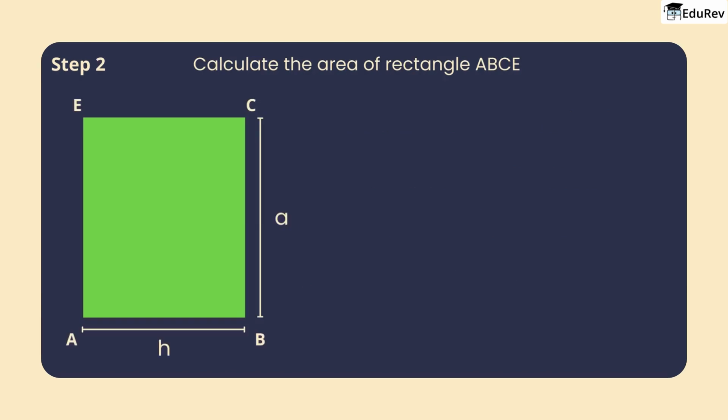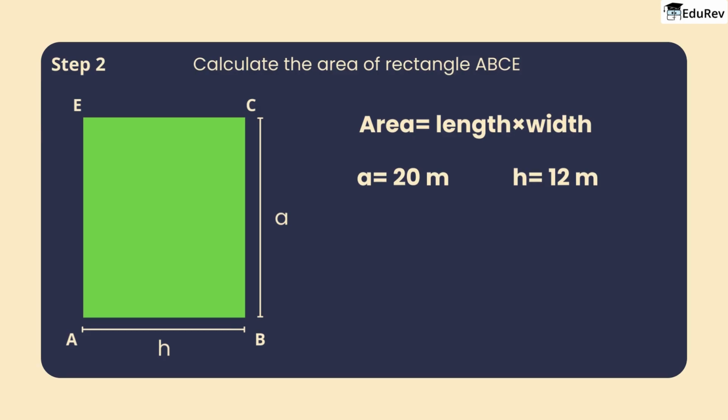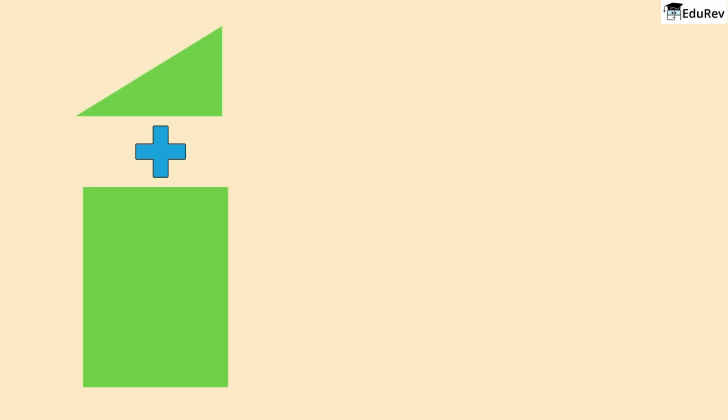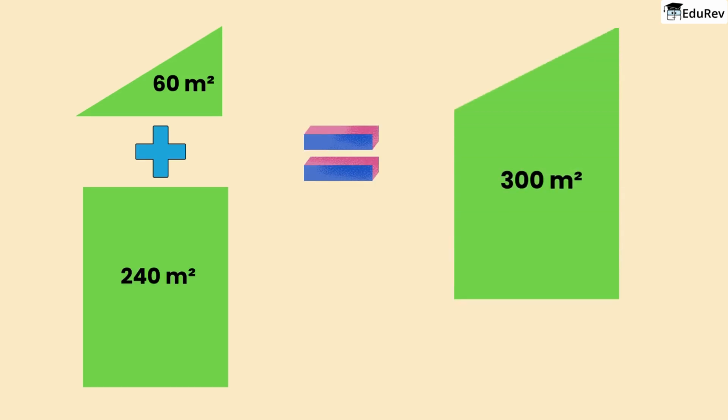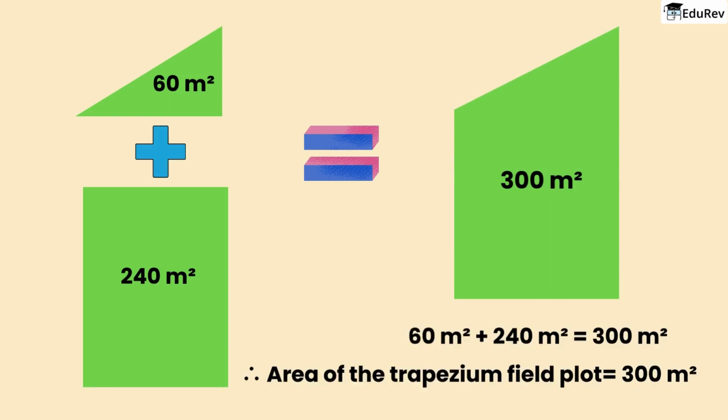Step 2. Calculate the area of rectangle ABCE. For the rectangle ABCE, the formula is length times width. The length A is 20 meters, and the width H is also 12 meters. Thus, the area of the rectangle is 20 times 12, which is equal to 240 meters squared. By combining the area of the triangle and the rectangle, Najma finds that her plot covers 60 meters squared plus 240 meters squared, which is equal to 300 meters squared of space. That's the size of her trapezium-shaped plot.